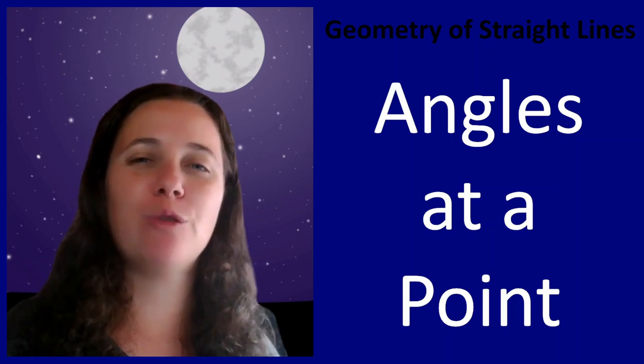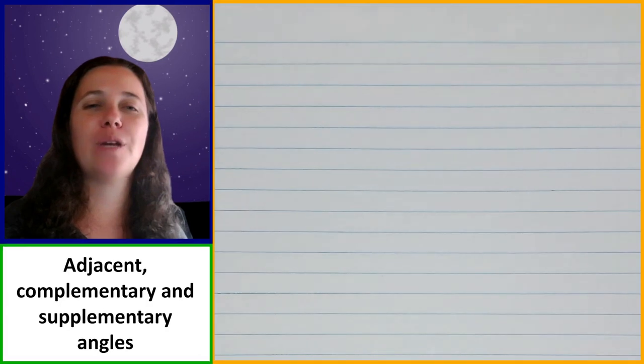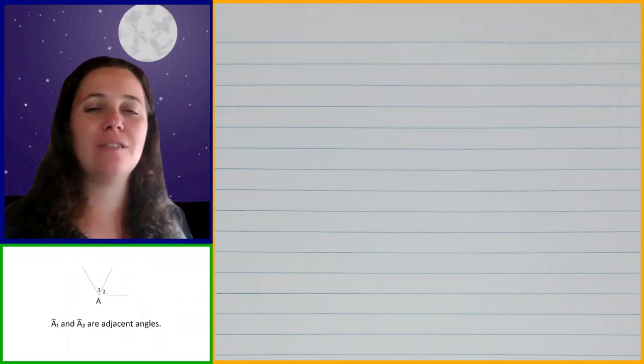Today we're going to be doing geometry of straight lines. We're going to be learning about angles at a point. We're going to start off by looking at adjacent angles, complementary angles, and supplementary angles, and finding out what those are. So first, let's have a look at adjacent angles.